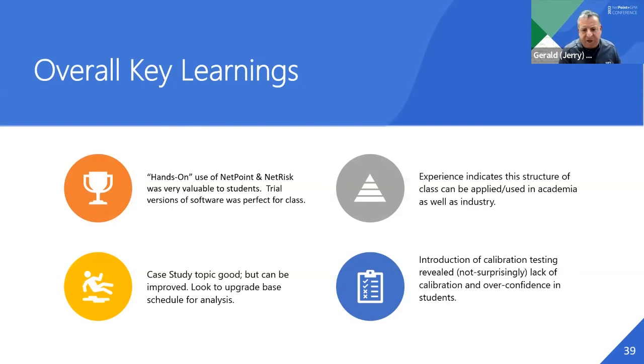Lastly, the calibration testing revealed, not surprisingly, that students are not very well calibrated and are somewhat overconfident in what they know. However, what this brings in is that for the next generation of the class, we're going to talk a little bit more about the cognitive biases that underlie this. And I am probably working with other avenues within the university to come in as guest speakers to help talk about cognitive biases.